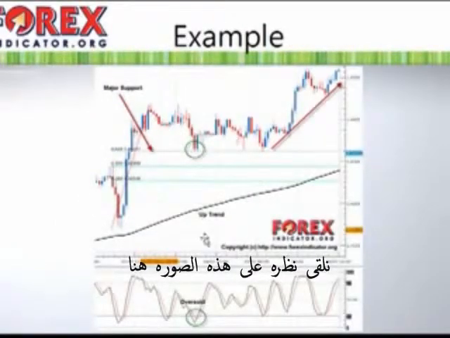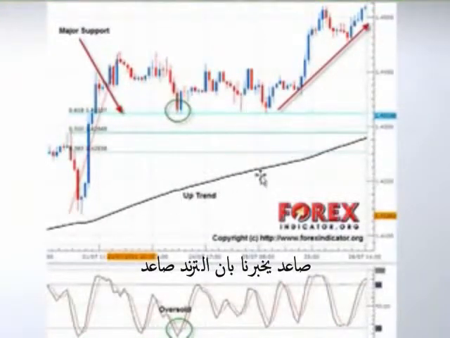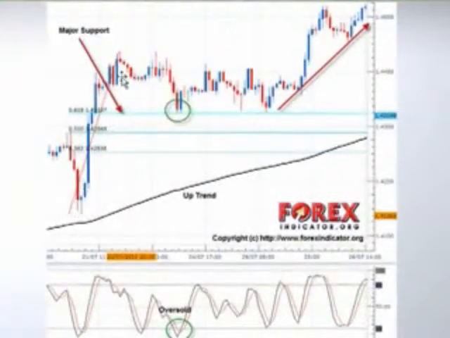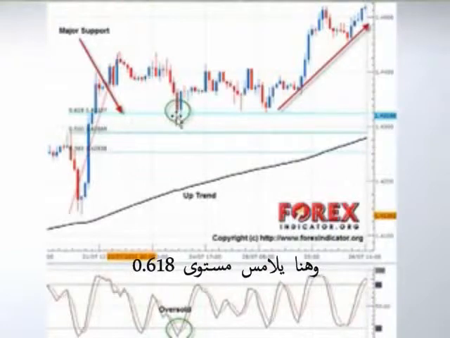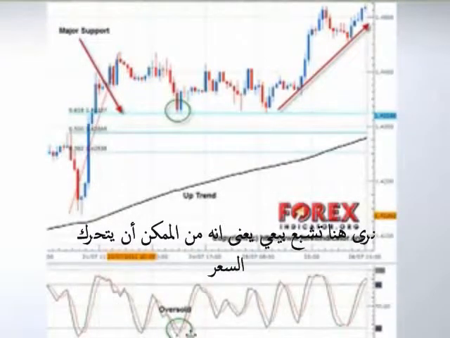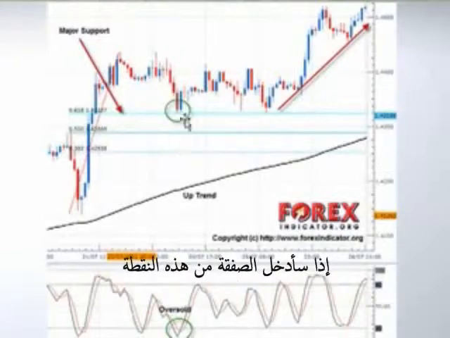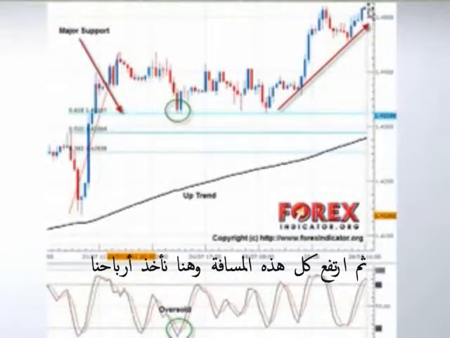Let's take a look at this picture here. You can see that the 200 EMA is sloping upwards, telling us that it's an uptrend. So I draw a Fibonacci level. The price starts to retrace and hits the 0.618. At the time it hits the 0.618, I go to check my stochastic indicator. You can see that it's oversold, meaning the price is going to move up anytime. So at this point, I will enter a trade. Indeed, the price moved up, retraced again, and then moved all the way up to make profits.